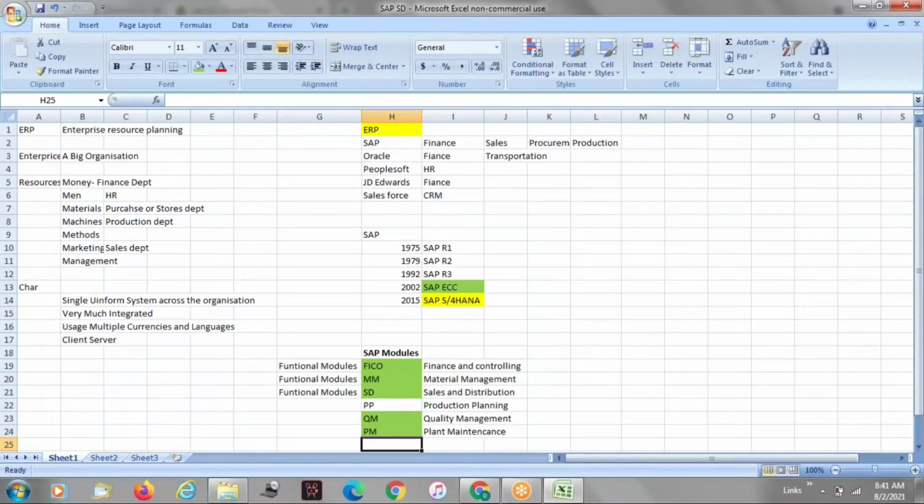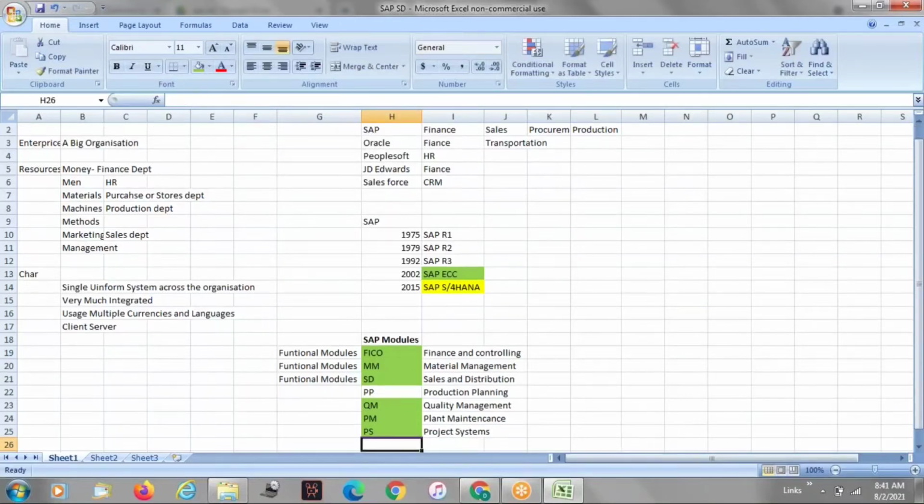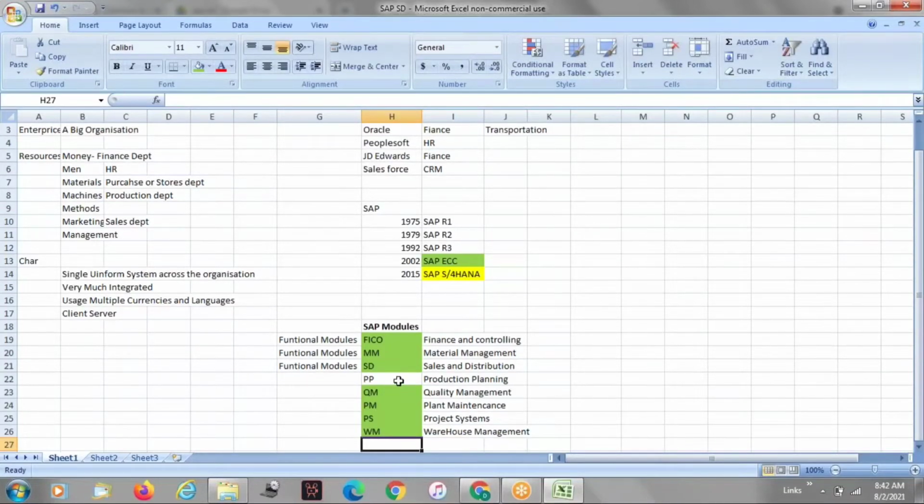Then you have PS, project systems. Then you will have WM, warehouse management. So these are all different functional modules that you have, but they're not like the core modules. It depends upon the business process that they have.